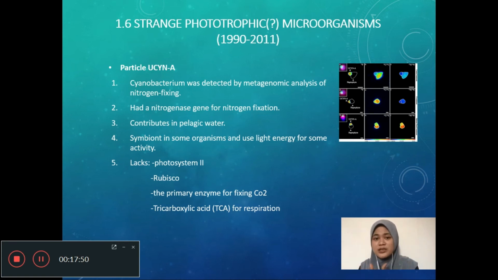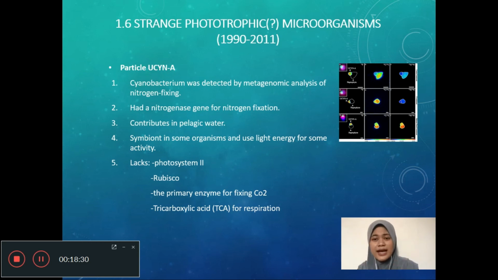Usual cyanobacteria grow by an oxygenic photosynthesis process with photosystems, a respiration system, and genes for a carbon fixation system. But however, the UCYN-A particle lacks many things. It lacks the TCA cycle for respiration, rubisco, photosystem 2, and enzymes for fixing CO2.